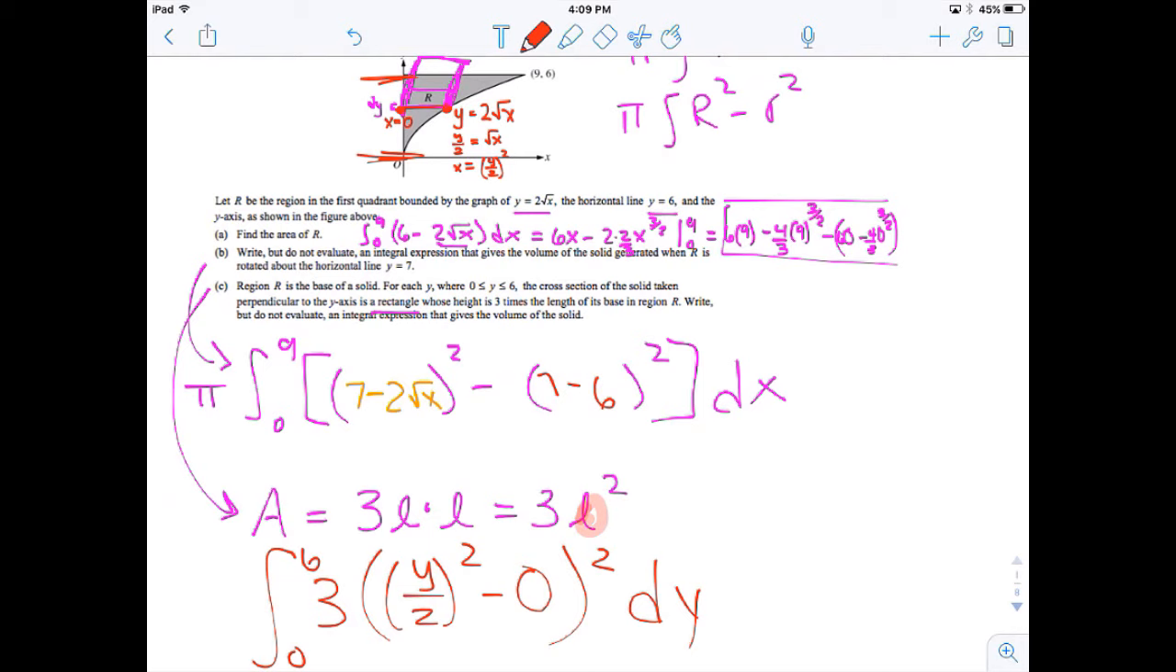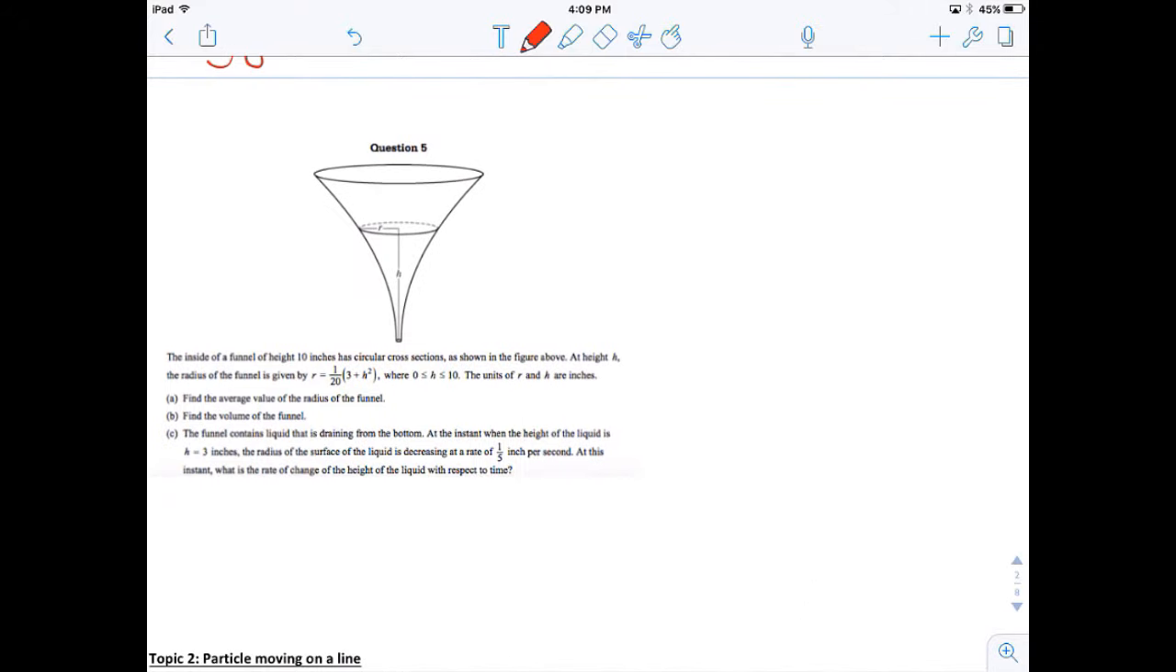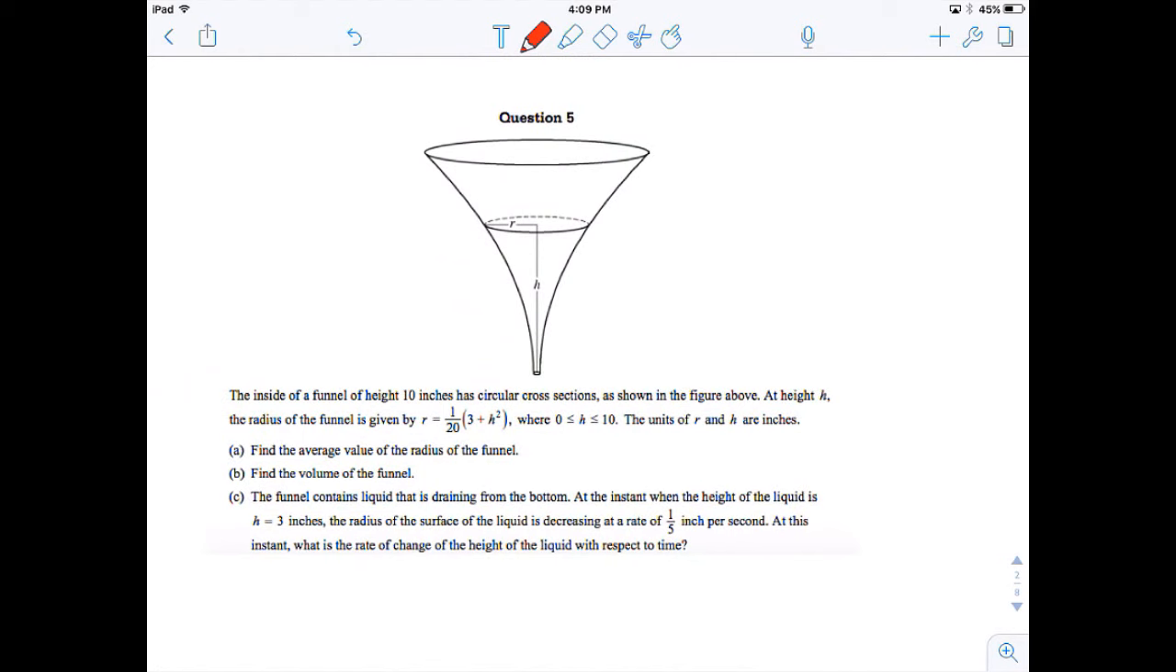Now, they can ask them in kind of stranger ways, and I want to look at one. We're not going to do the whole thing, but we're going to look through what this one asks. So this is a hidden area volume question, and it also has a related rate in it. But you see in here, it's asking you to find the volume. This is a question that caused a lot of panic, I think this was 15 maybe. So: find the average value of the radius inside of a funnel of height 10 that has circular cross sections. I'm immediately thinking the cross sections are pi r squared, as shown in the figure. At a height h, the radius is given by this. The units of r and h are inches. So find the average value of the radius.